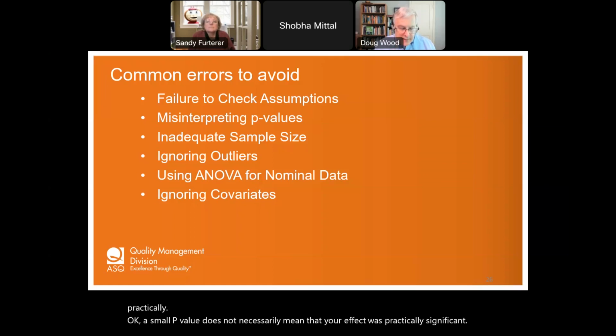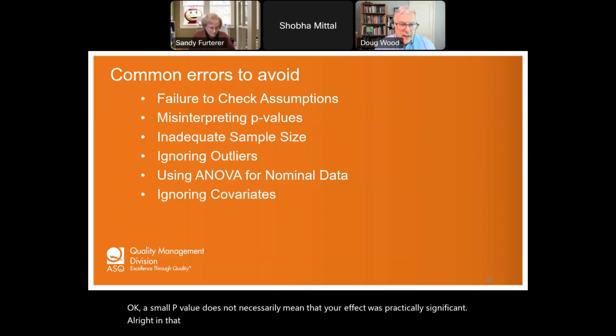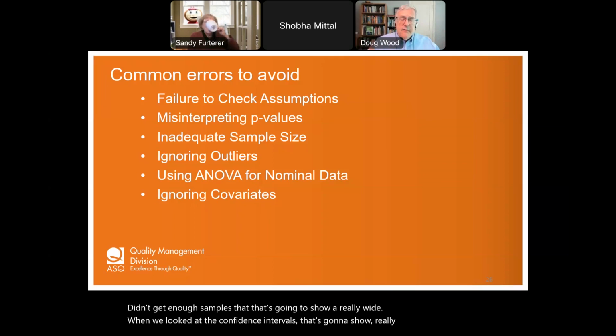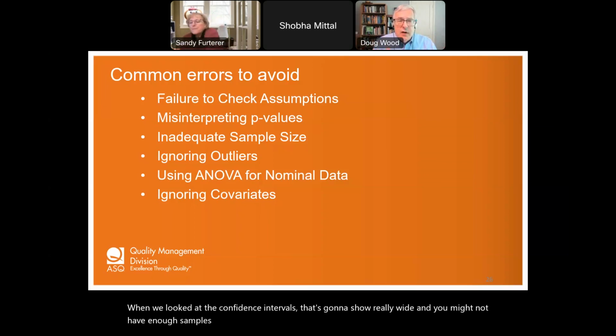Inadequate sample size. If you didn't get enough samples, when we looked at the confidence intervals, that's going to show really wide. And you might not have enough samples to actually see what's going on. There's too much noise in the few you've got to see the signal that's buried in there.